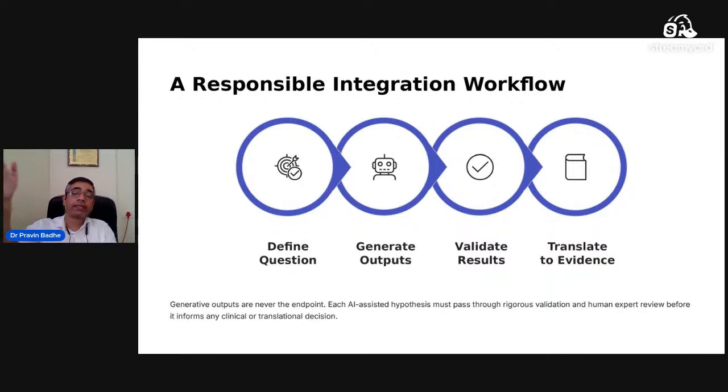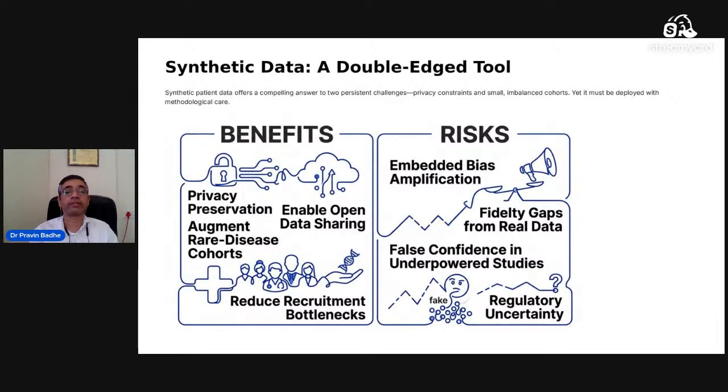You will then be validating those results, and those validated results are then taken as evidence into the study. So generative outputs are not going to be the end point. The end point is after the validation by the professional expert, and there is where you are actually learning from this project: AI-assisted hypotheses must pass through rigorous validation from expert review, and then they can be taken into clinical or translational decisions.